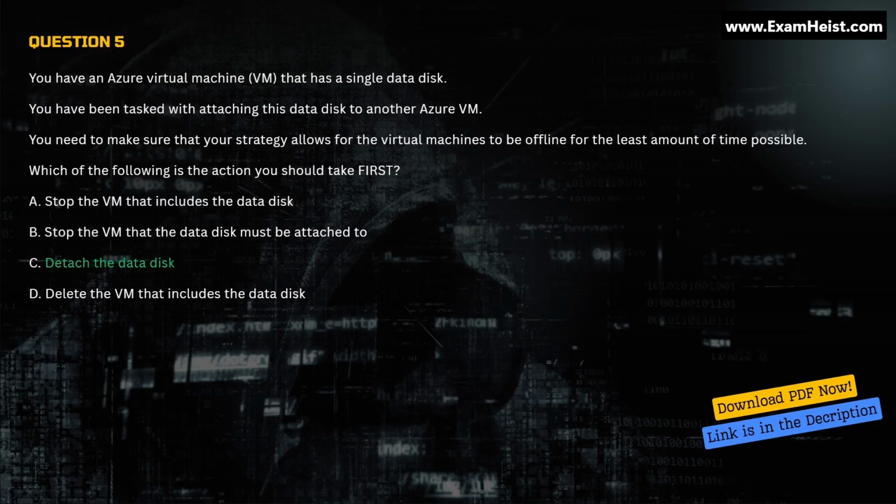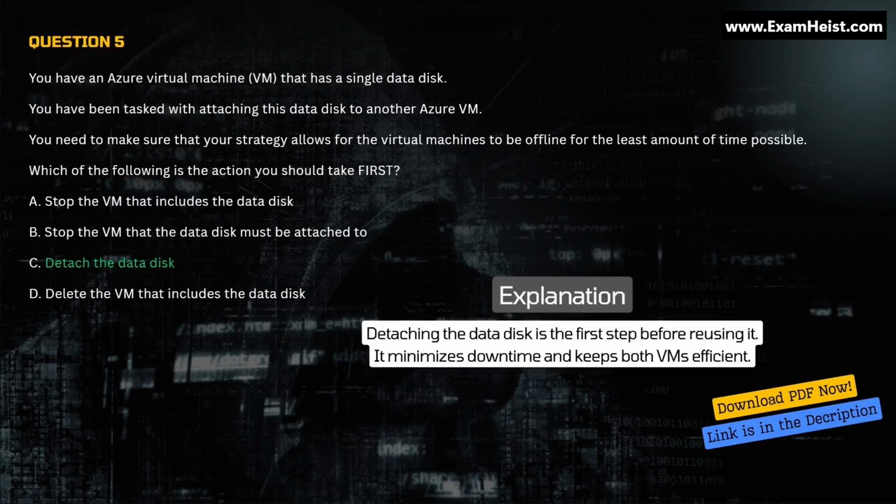Correct answer is C. Explanation: detaching the data disk is the first step before reusing it. It minimizes downtime and keeps both VMs efficient.